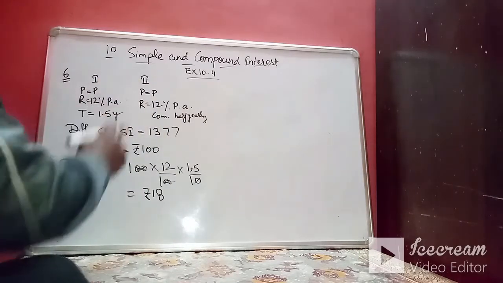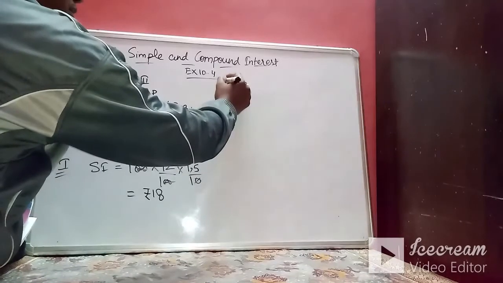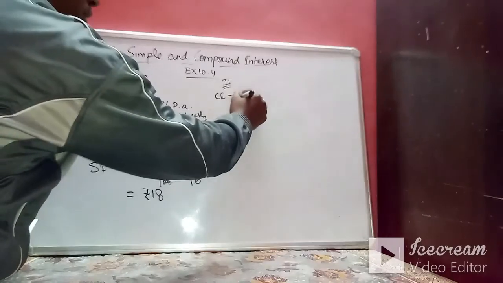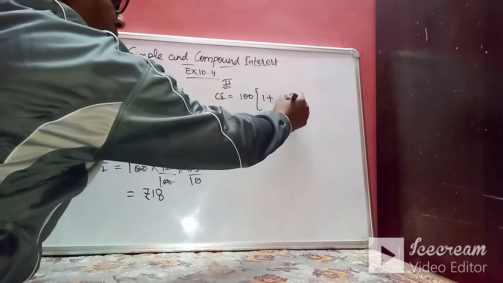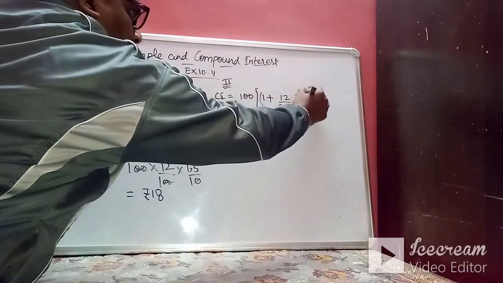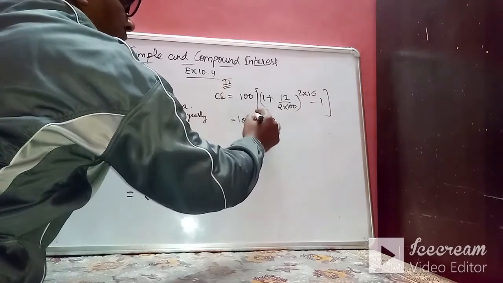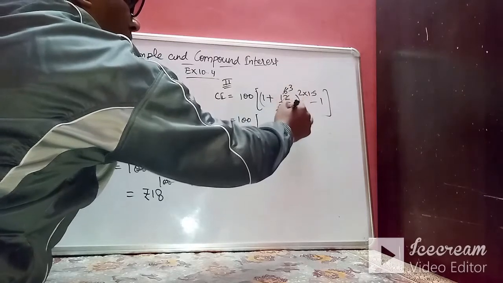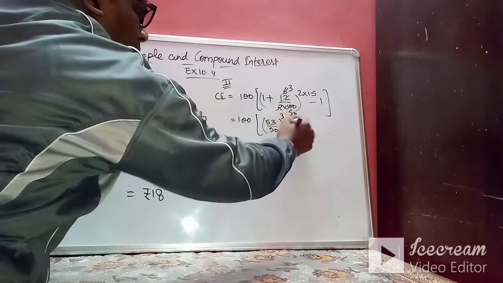In the next scheme he has invested for compound interest. So for the second scheme, compound interest, we will calculate: principal is 100, into 1 plus rate of interest 12, and this time it is half yearly, so 2 into 1.5, minus 1. So that becomes 2 into 6, 53 upon 50 cube minus 1.